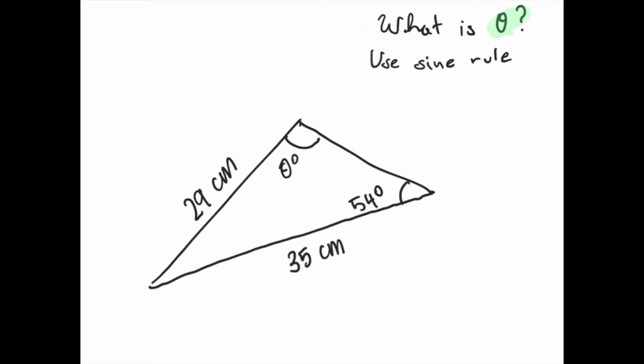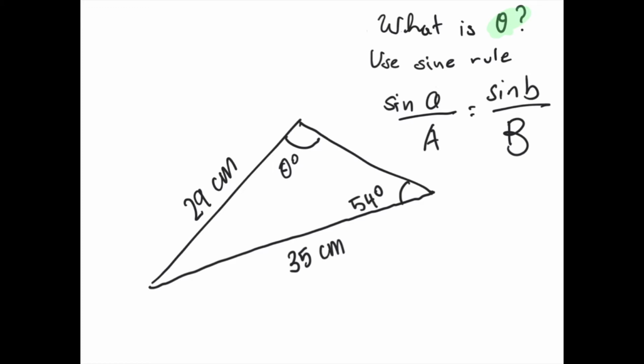So the sine rule is basically sine angle A over side A is equal to sine angle B over side B in any triangle. So what would this look like for our triangle? Well, here, for example, angle A could be theta, side A could be 35, and angle B can be 54, and side B is 29.